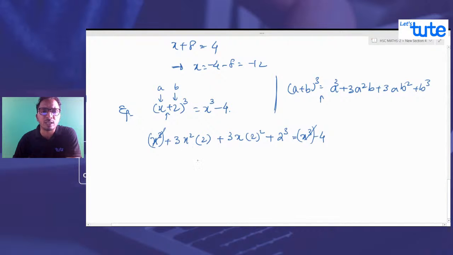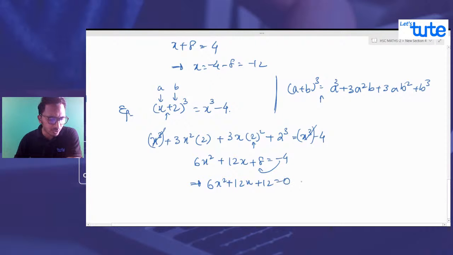So we have 3 2s are 6, x squared, plus this is 2 squared, it is 4, 3 4s are 12x, and this is 2 cubed, it's 8, equals to negative 4. So now what we are going to get is 6x squared plus 12x. Let us bring this over here. So 8 plus 4, it is 12. So what we have got here is a quadratic equation.